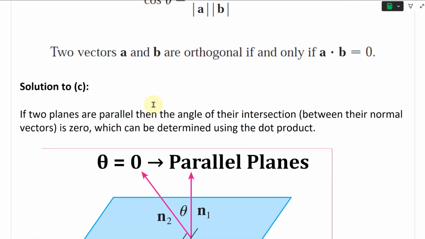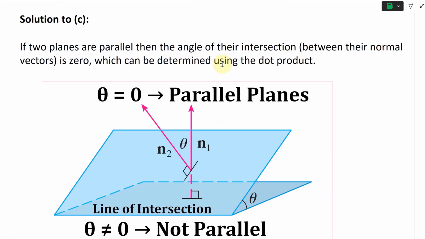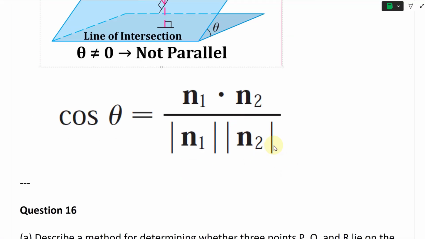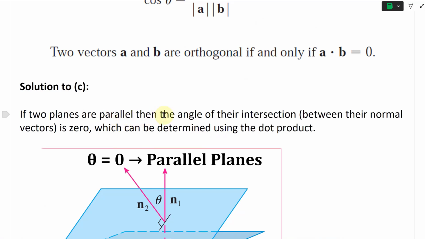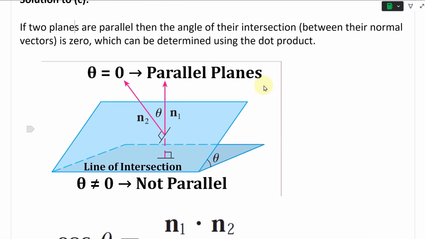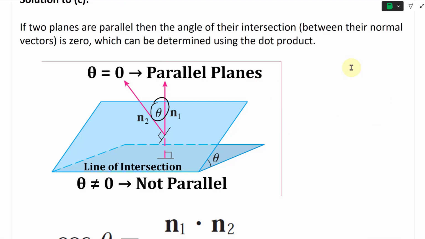So the solution to C, where we're asked, how do you tell if two planes are parallel? This was, again, from my earlier videos. All of this is from earlier videos. If two planes are parallel, then the angle between their normal vectors is 0, which can be determined using the dot product. So again, this is another use of the dot product. If you have two planes that are parallel and this angle is equal to 0, the planes are like this. They're not going to be intersecting.